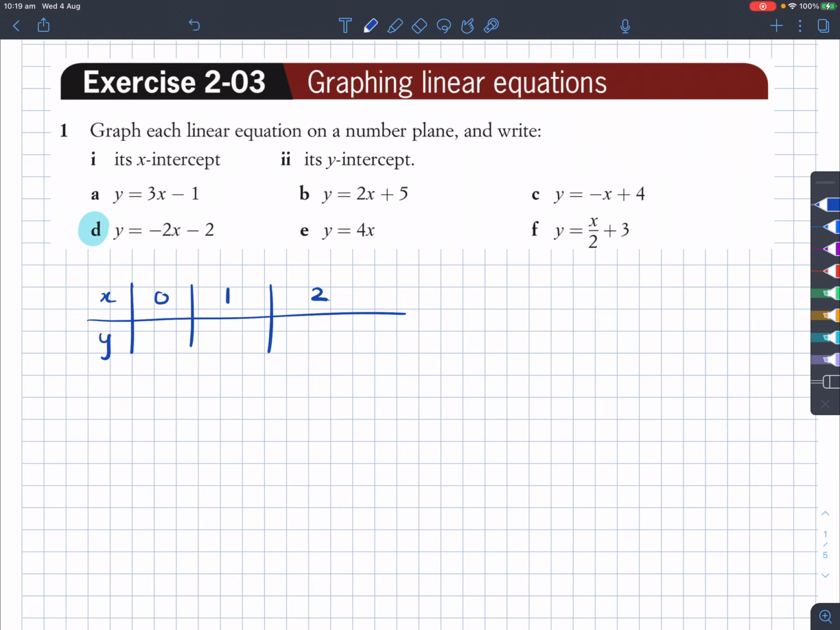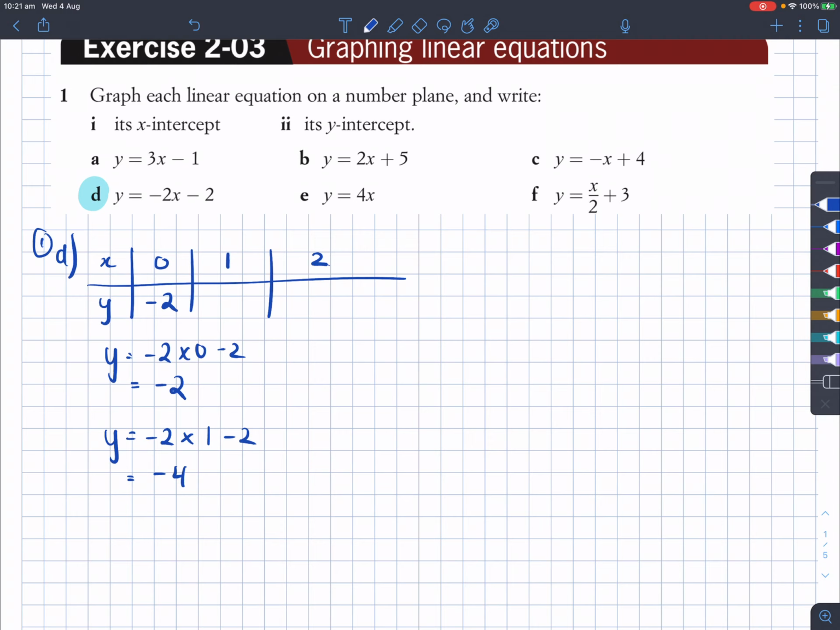Now, for question 1D, we're going to substitute 0 into that equation. So we get y equals minus 2 times 0 minus 2. Minus 2 times 0 is 0, subtracted by 2, that's just negative 2. So I'm going to write in negative 2 there. Then we can substitute in 1 as x. So y equals minus 2 times 1, minus 2. Minus 2 times 1 is negative 2. Negative 2 minus 2 is negative 4.